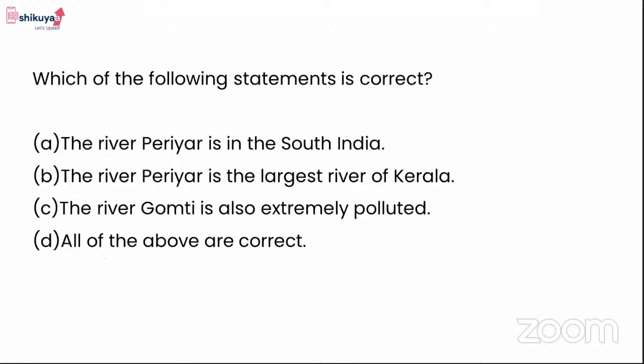Well, let us go to the next question. Which of the following statements is correct? Okay, these are the given statements. Which is correct in this? The river Periyar is in South India.